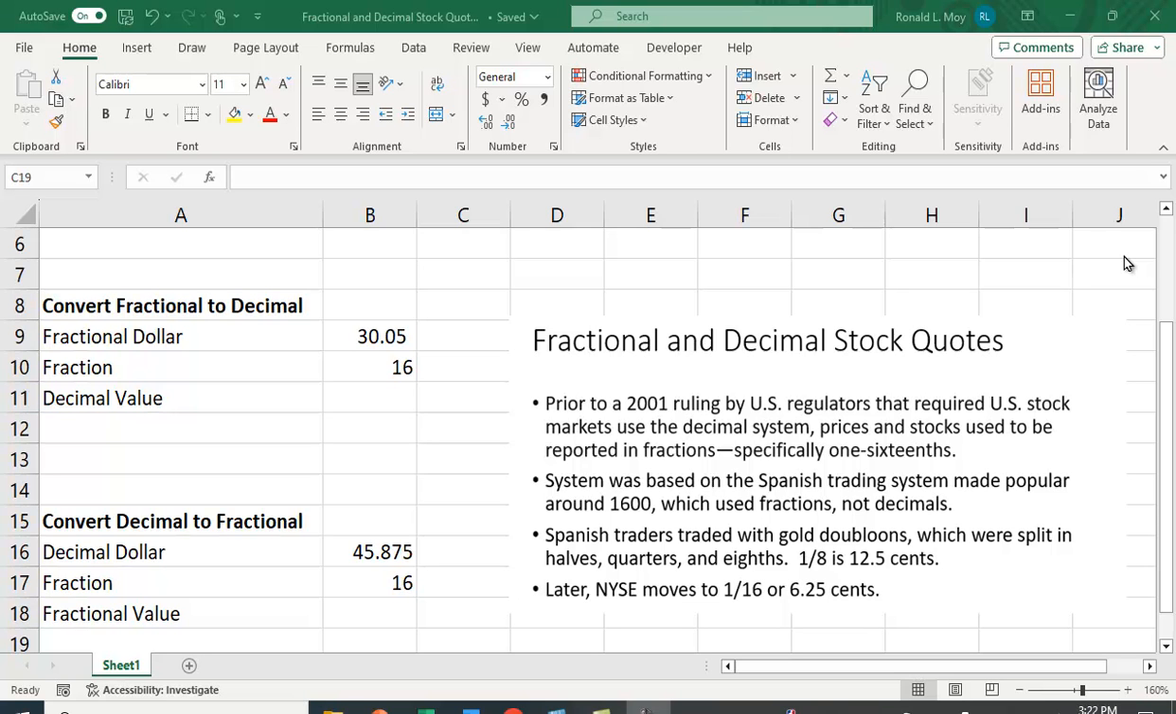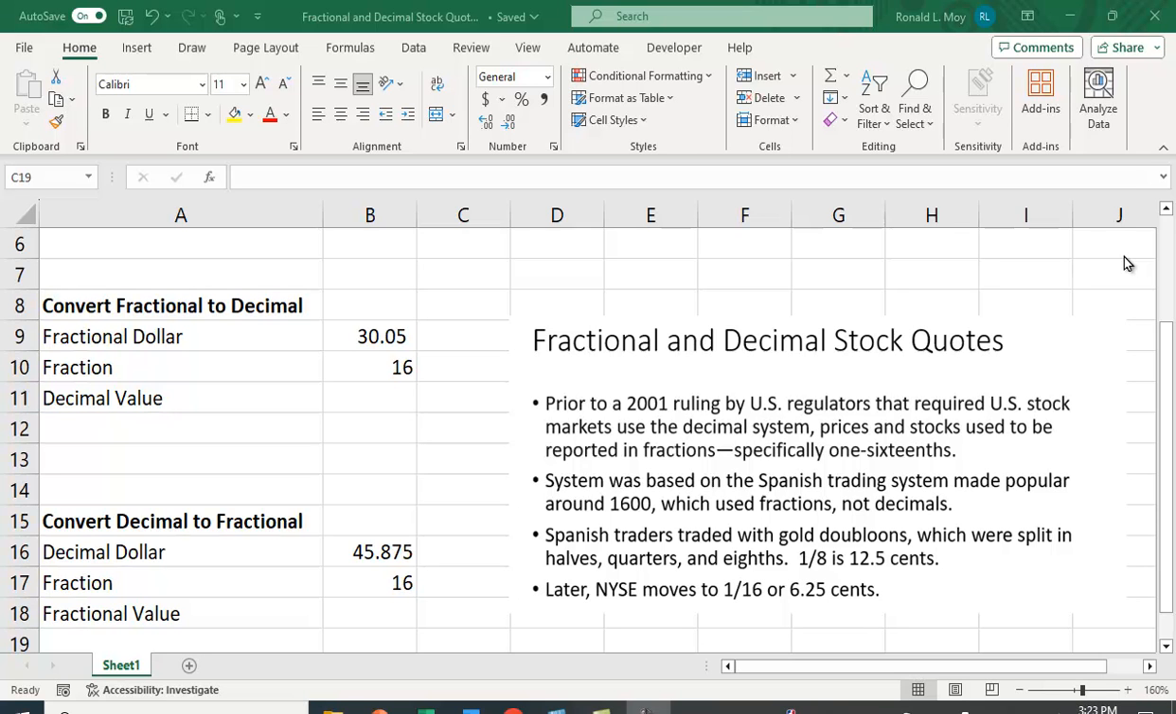So why did they use this fractional system, specifically sixteenths, 1/16, for example? Well, it was based on the Spanish trading system made popular in the 1600s, which used fractions, not decimals. Why would they do that? Because back then they were trading gold doubloons, which were split in halves, quarters, and eighths. So that's the system they decided to use.